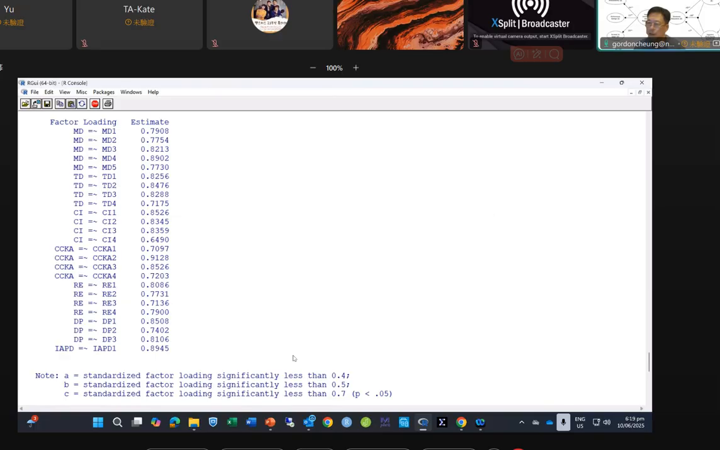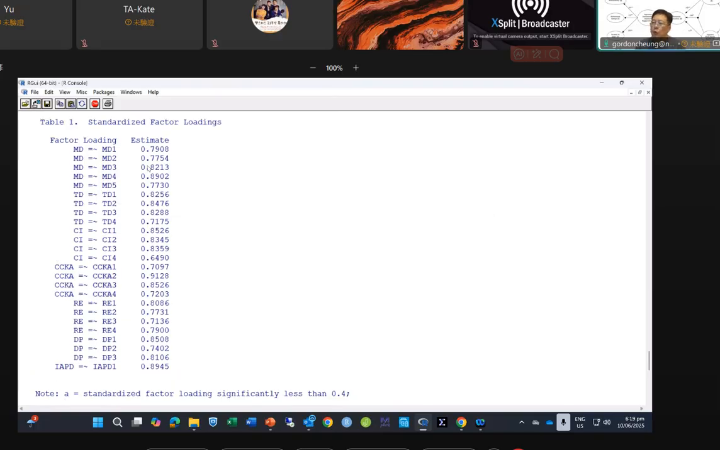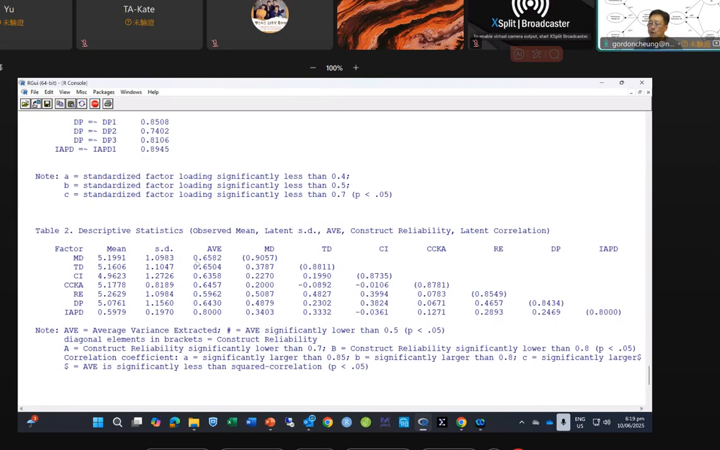For convergent validity, we need to look at two parts. The first part is table 1. You don't see any subscripts linked to any factor loadings. What that means is all these factor loadings are not significantly lower than 0.7. Though we have a factor loading at 0.6490, it is not significantly lower than 0.7. For AVE, all these AVEs, you don't see any subscript. In fact, all these AVEs are close to 0.6. So we have evidence of convergent validity.